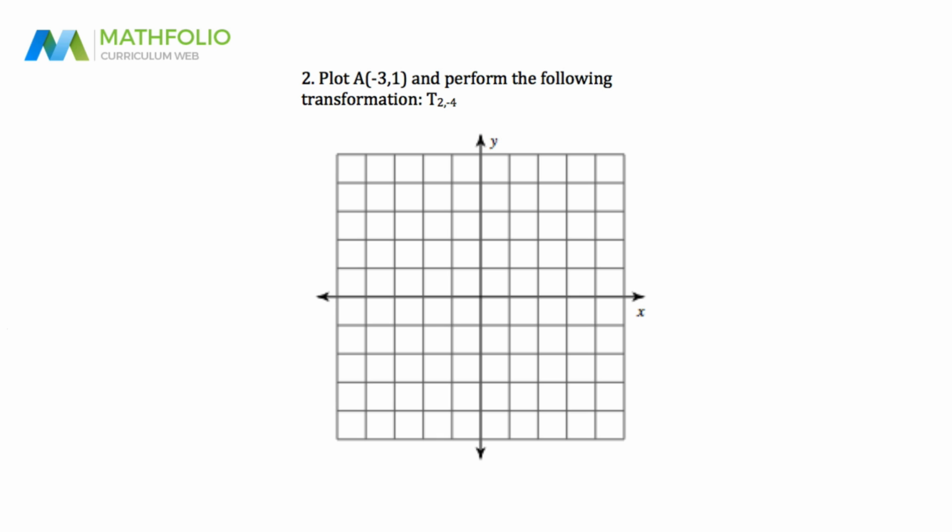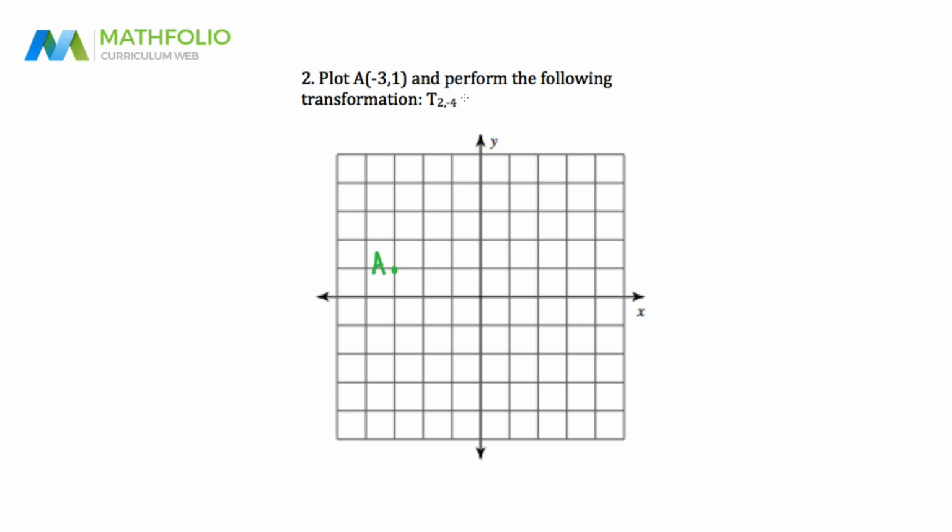Question 2, alright, this is where the work really gets started. This question asks us to plot point A. So point A is (-3, 1), so -3, we go to the origin, 3 back, comma 1 is right here. Must label it, this is point A.